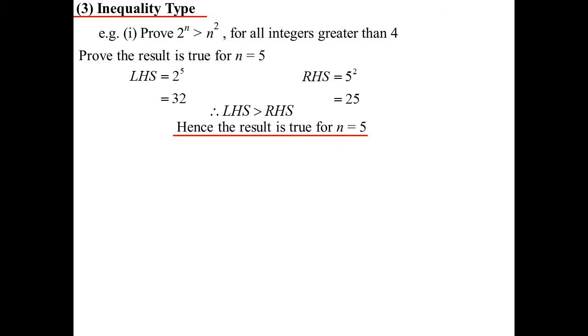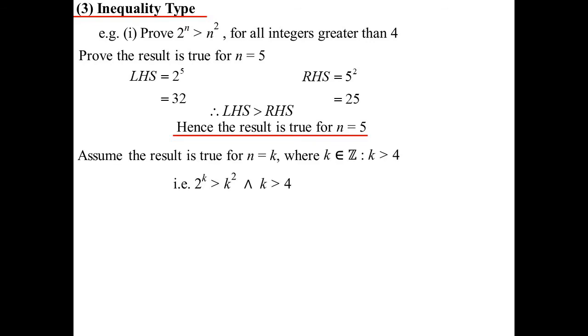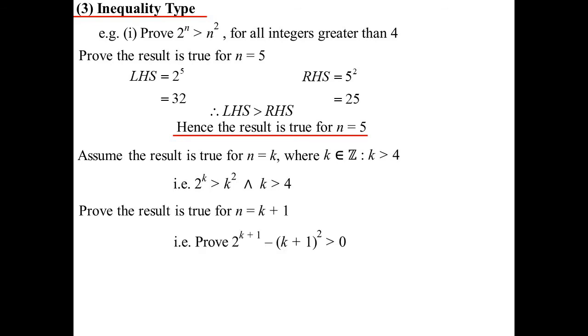It's true for 5. Now assume the result's true for n equals k. Again, I'm adding in there that such that k is greater than 4. That might be useful in my proof. So I'm assuming that 2 to the power of k is greater than k squared, and I'm also assuming k is greater than 4. Prove that the result's true for k plus 1.